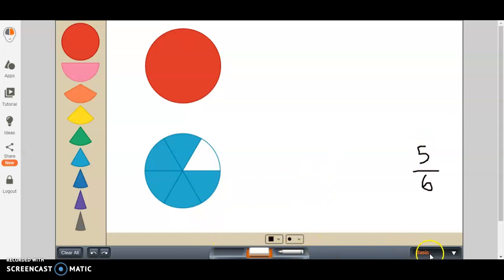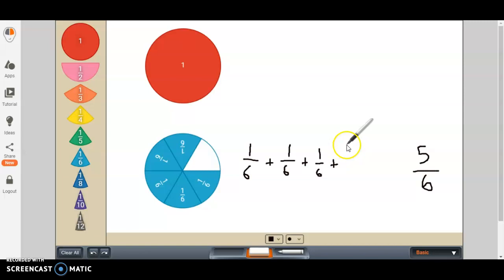Now, if I really think about this, I can see that I'm just saying that I have 1/6 plus 1/6 plus 1/6 plus 1/6 plus 1/6, because I have all of these parts, and when I combine them, I will get 5/6.